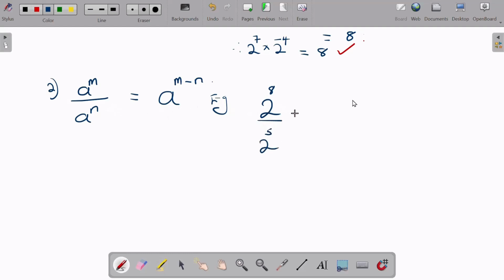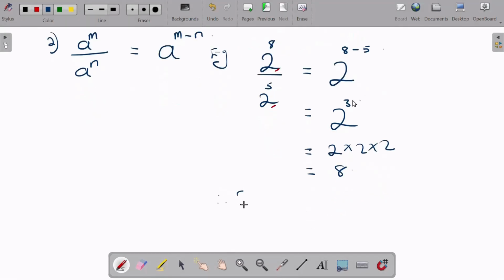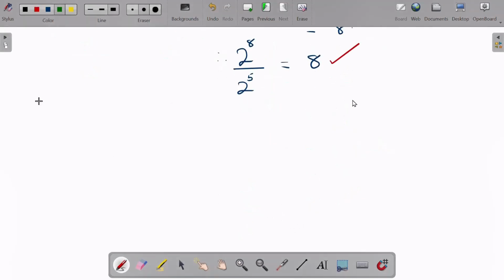By following this law of indices, since the base is the same, 2 and 2, we are going to have the base, which is 2, then have 8. But since it is a division, we subtract the powers. So 8 minus 5, implying that we are having 2 raised to power 3, giving us the answer as 2 multiplied by 2 multiplied by 2, which is the same as 8. Therefore, 2 power 8 divided by 2 power 5 is the same as having 8 as our answer for that case.